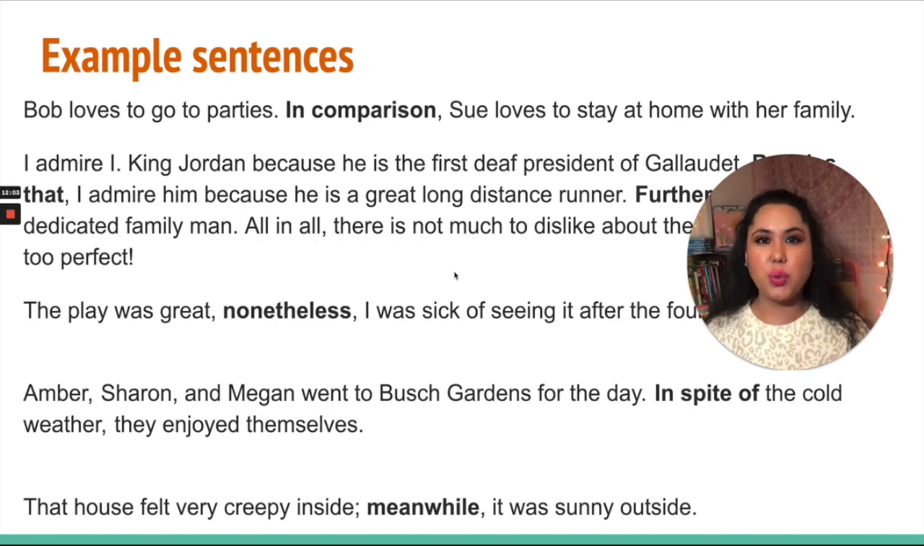That's what transitions will do for you. It will give you a richer, more powerful sounding essay. And the reader will be more interested in reading the essay because there's a lot of contrast and variation in the language that they are getting in the essay.